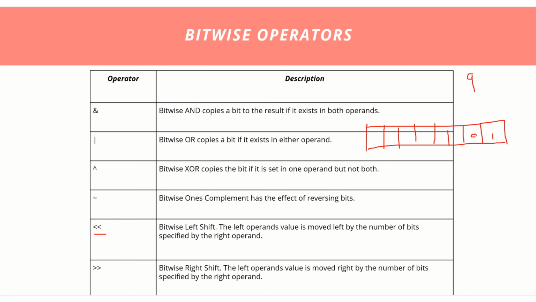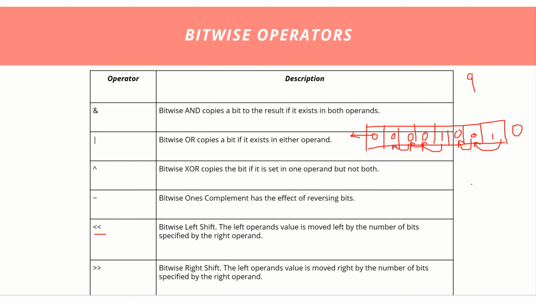1, 0, 0, 1, and 0. This 1 will move towards the left by 1 bit. This 0 again moves towards the left side by 1 bit, and it follows. At last, this gets lost, and the first digit is replaced by 0.